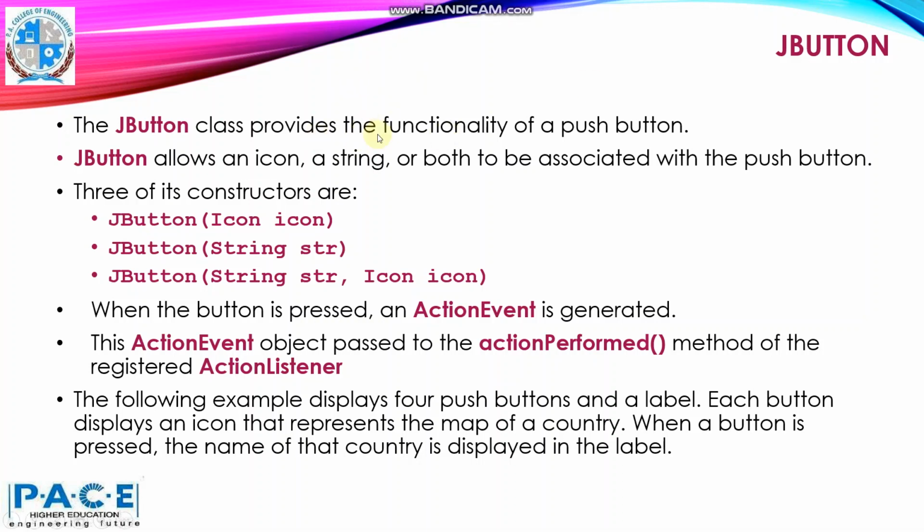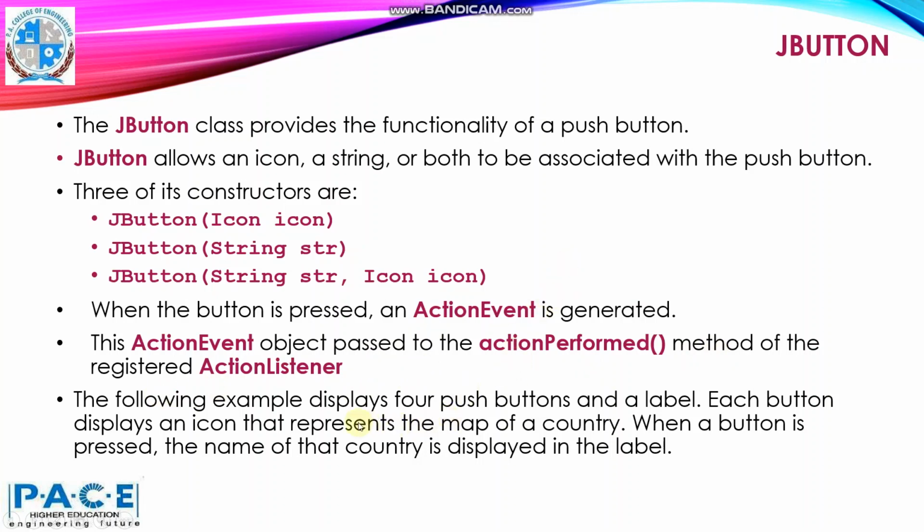Three of its constructors are: the first constructor is JButton, which takes an icon, so the icon will be displayed on the button. Another constructor takes a string, so that string is displayed on the push button. The third one takes both the string as well as the icon, so both will be displayed on the button. When the button is pressed, an action event is generated, and this action event object is passed to the actionPerformed method of the action listener, which is registered with this particular button.